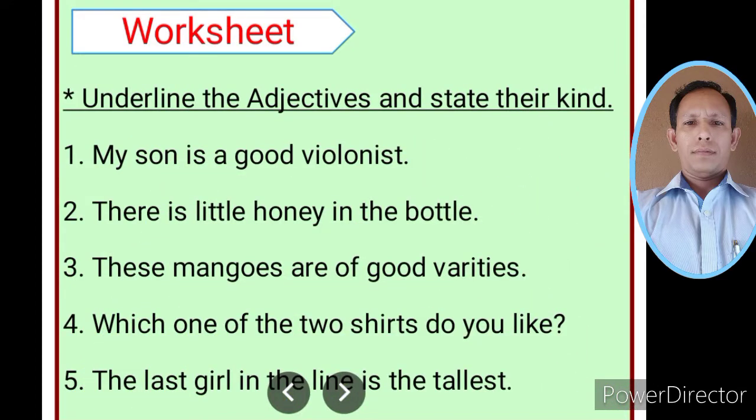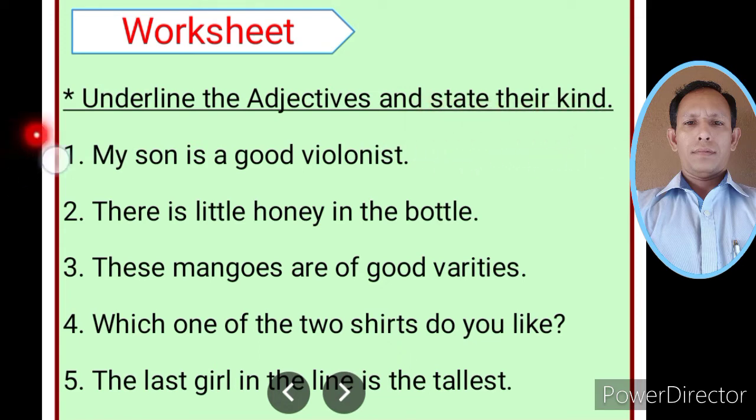Very good. Now, dears, we have understood what adjectives are. Adjectives are words which describe or tell something about nouns or pronouns. Okay. Now, we have different types of adjectives. Here I have presented a worksheet to understand how far you understood the adjectives and kinds of adjectives. The worksheet is, here I have an exercise. Underline the adjectives and state their kind.